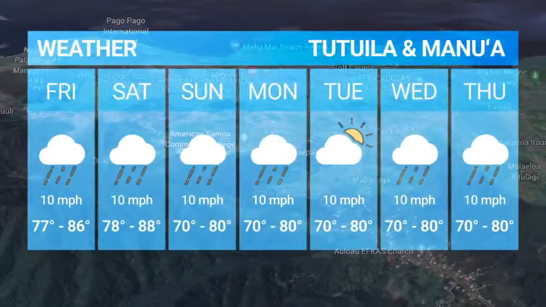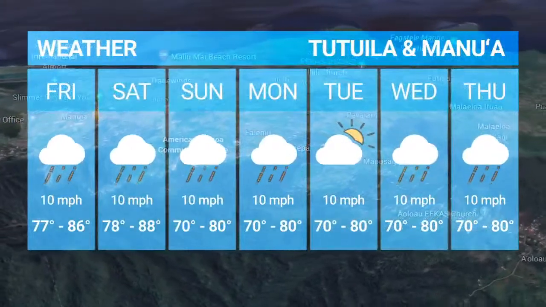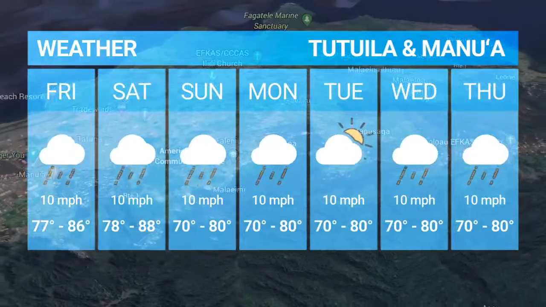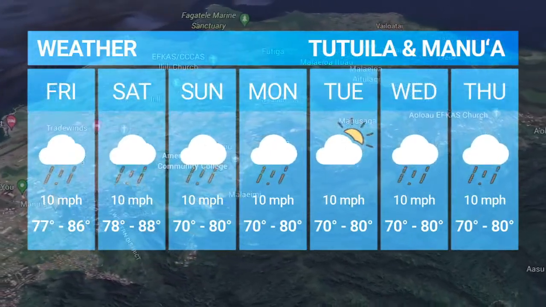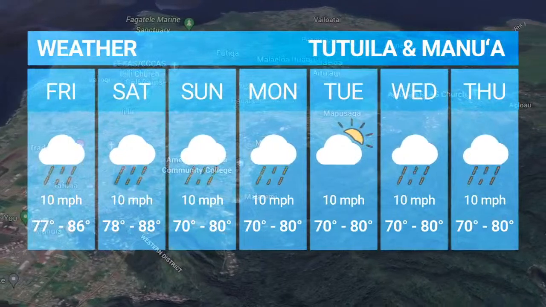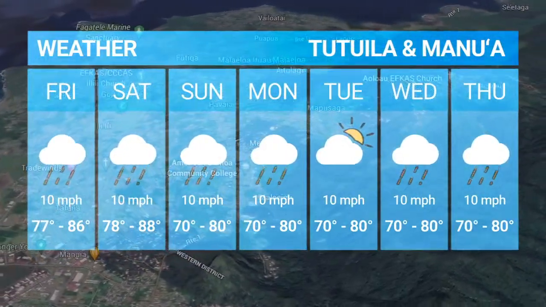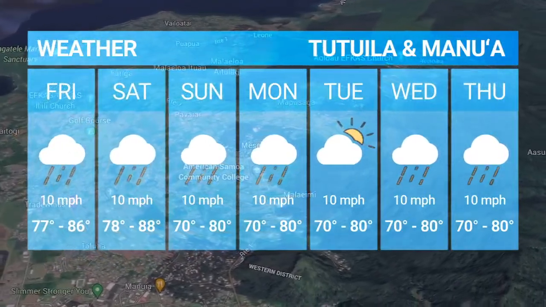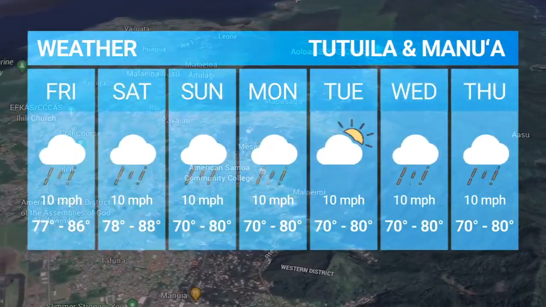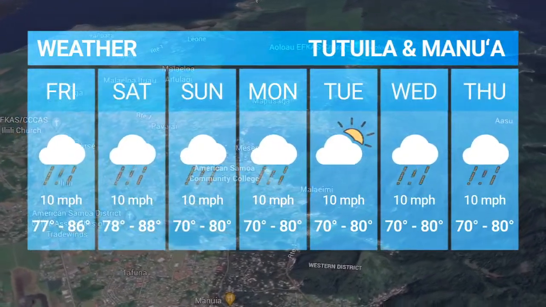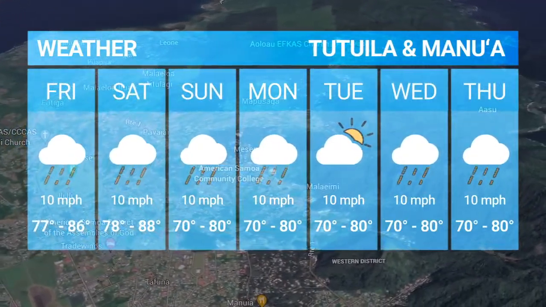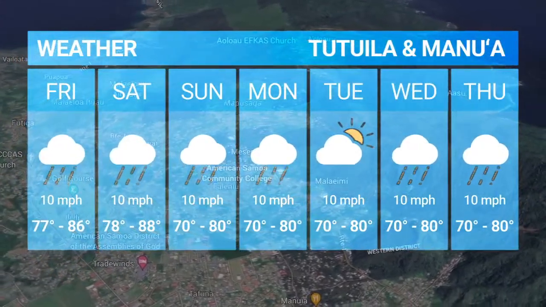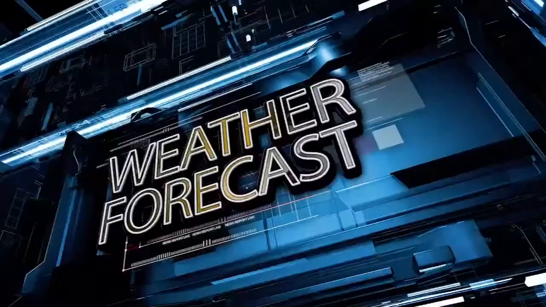American Samoa, here's your weather. Tonight, mostly cloudy, numerous showers, lows around 77, variable winds up to 10 miles per hour. Saturday and Saturday night, mostly cloudy, scattered showers, highs around 88, lows around 78, variable winds up to 10 miles per hour. Sunday through Monday night, mostly cloudy, numerous showers, highs in the upper 80s, lows in the upper 70s, variable winds up to 10 miles per hour. Tuesday through Thursday, mostly cloudy, scattered showers, highs in the upper 80s, lows near 80, east winds 10 to 20 miles per hour. And that's your weather.